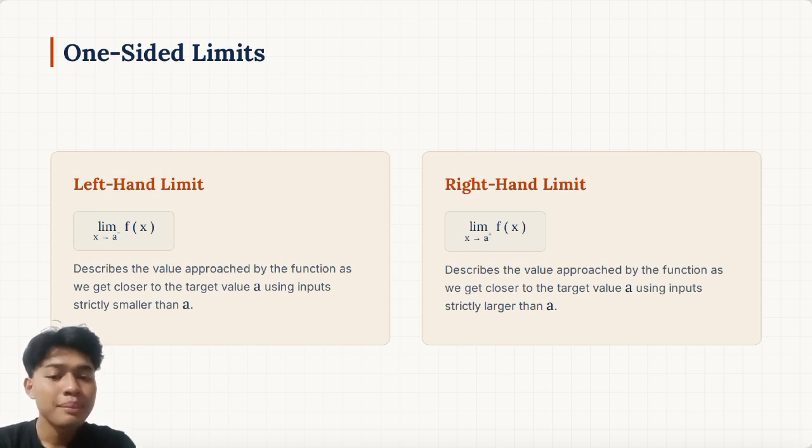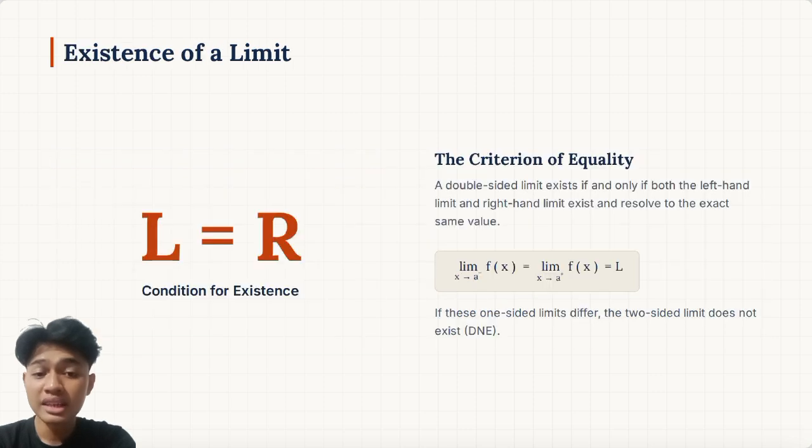So, a limit exists only if both one-sided limits exist and are equal. In other words, if the left-hand limit equals the right-hand limit, then the limit exists. However, if they are different, then the limit does not exist.